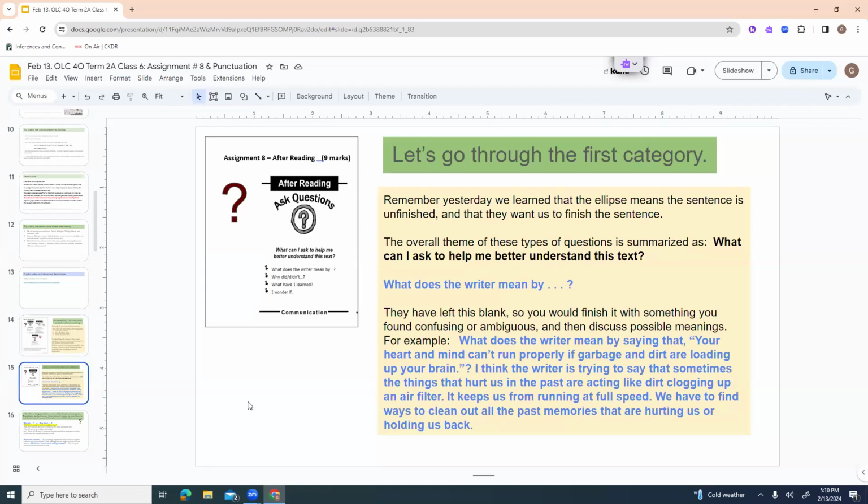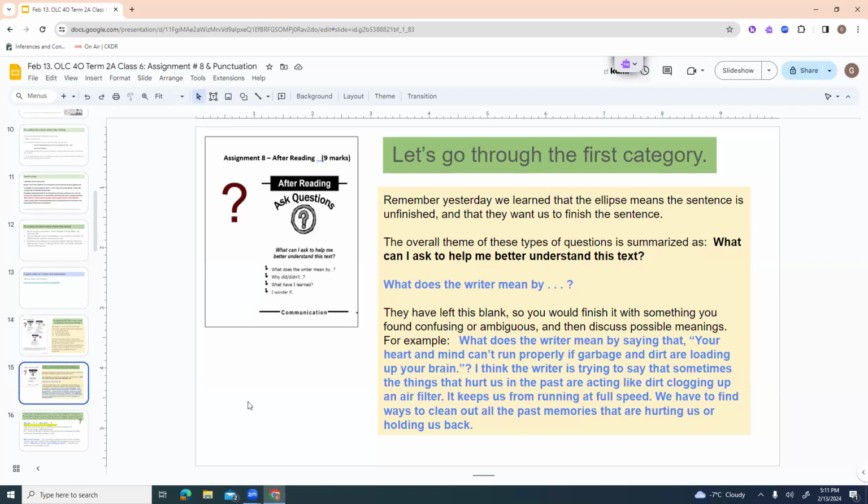So we're going to look at the first category. This is the one about asking questions. Remember yesterday we talked about the ellipse, meaning that the sentence is unfinished and that they want us to finish the sentence. And the overall theme of these types of questions is, what can I ask to help me better understand this text? What does the writer mean by? They have left this blank, so you would finish it with something that you found confusing or weird or ambiguous in the story, and then discuss the possible meanings.